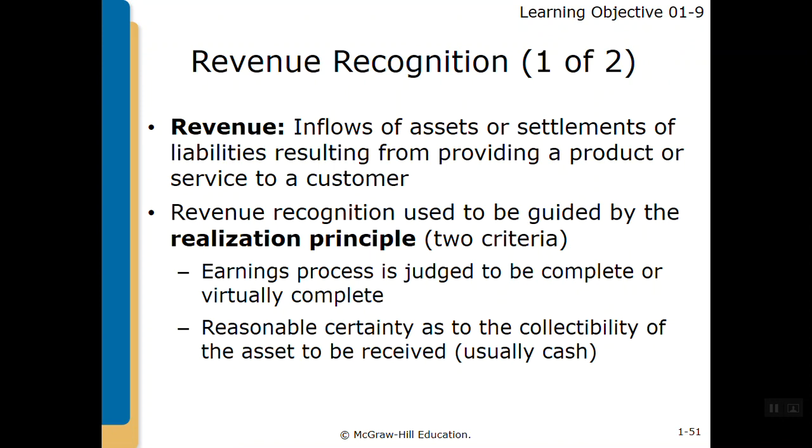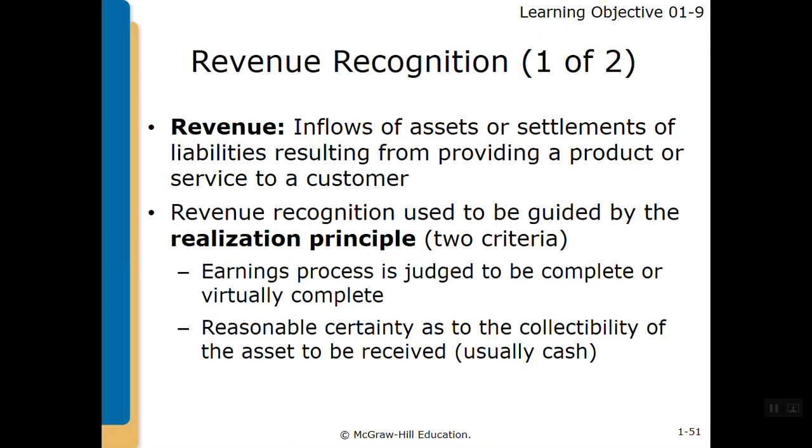All right, revenue recognition. We're going to touch on this just a little bit because these rules changed not too long ago. So you all know what revenue is. It's just the inflow of assets, which could be cash or something else of value that the company gets because they provided a product or service to somebody. So they sold something and they got paid for it. That's revenue.